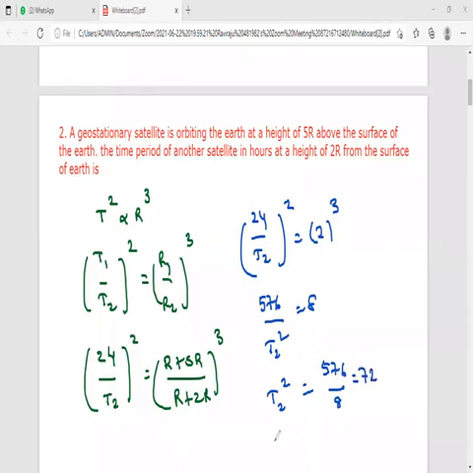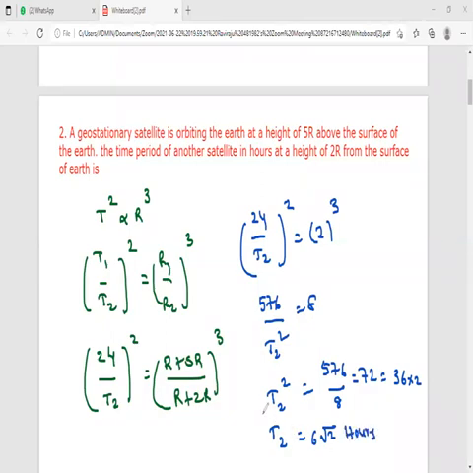T2 square equal to 72. Then T2 will be how much? T2 will be root 72. Root 72 will be 36 into 2, no? So you can write it as 36 into 2. By taking the square root, it will be 6 root 2.